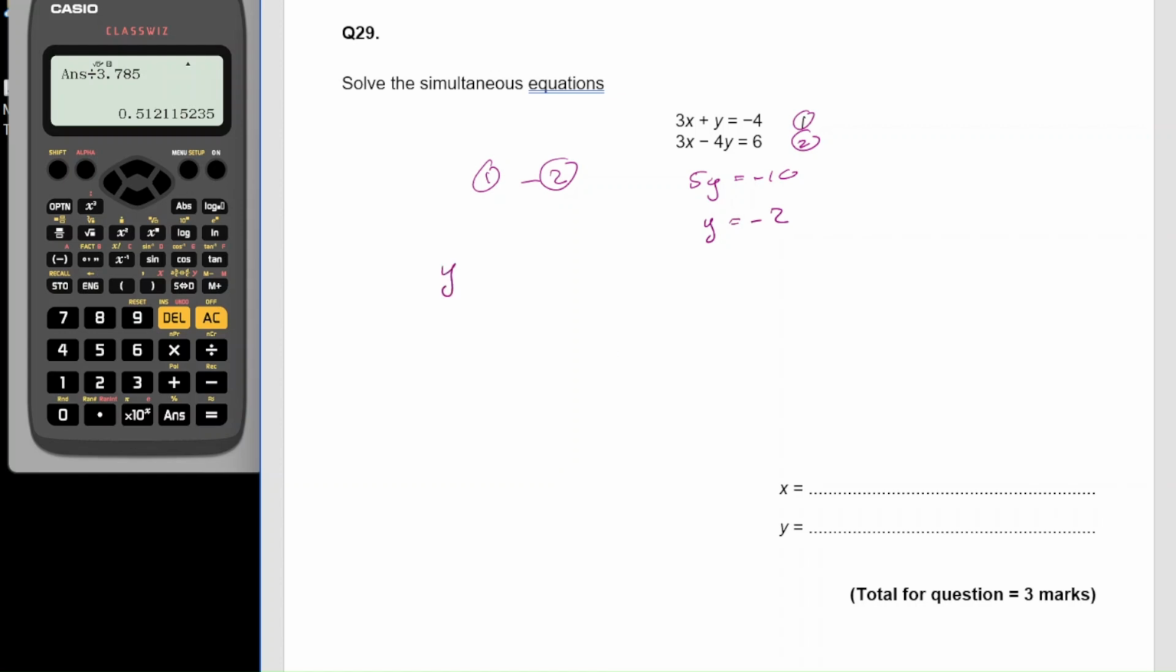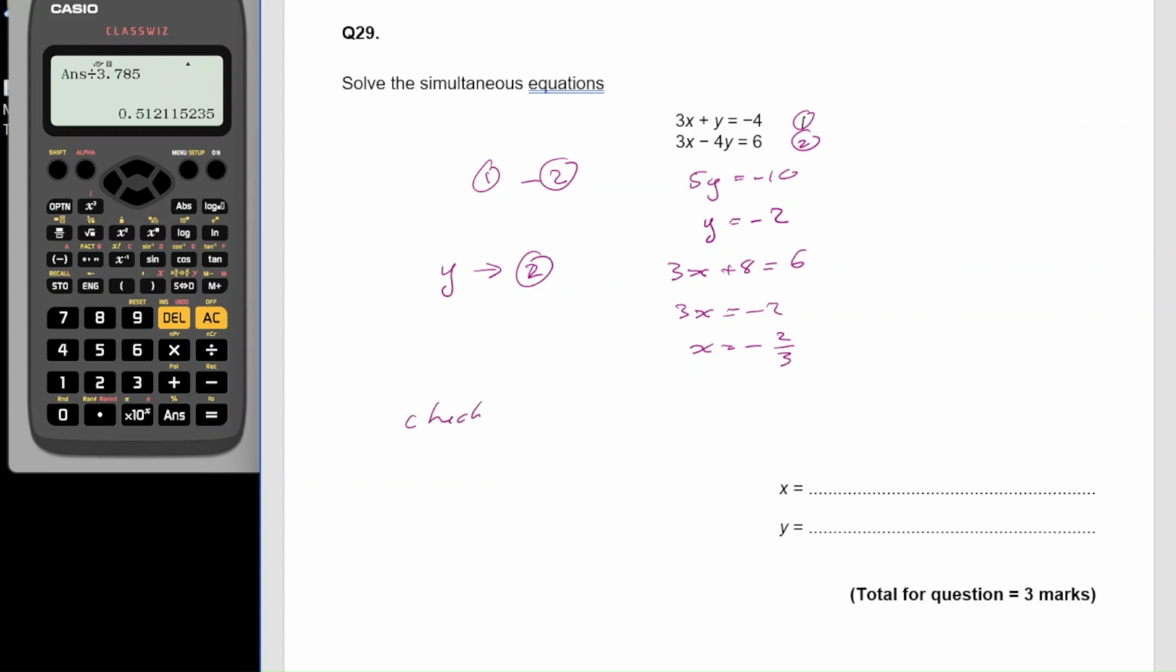I'm going to substitute my value of y into one of my initial equations. Doesn't really matter, but I'm going to go equation 2. So 3x minus 4 times minus 2 is plus 8, is equal to 6. So 3x is equal to minus 2. So x is equal to minus 2/3.